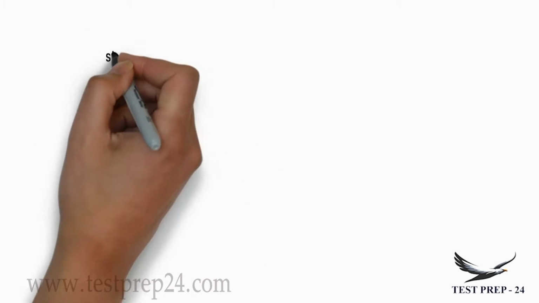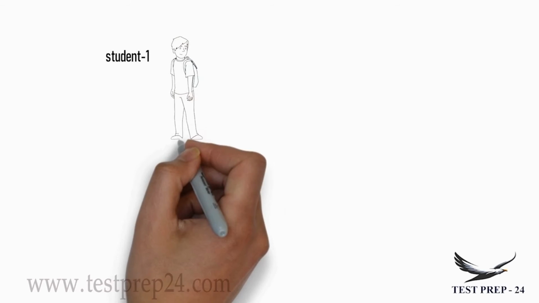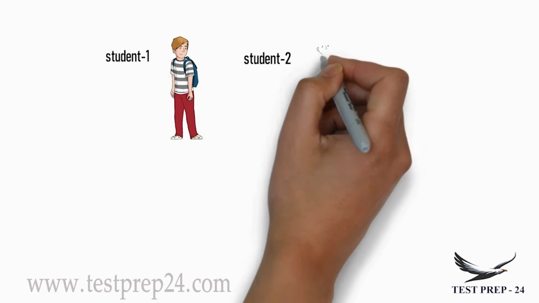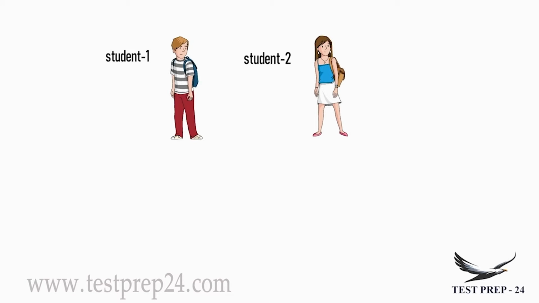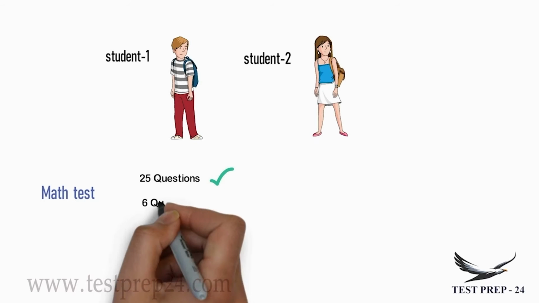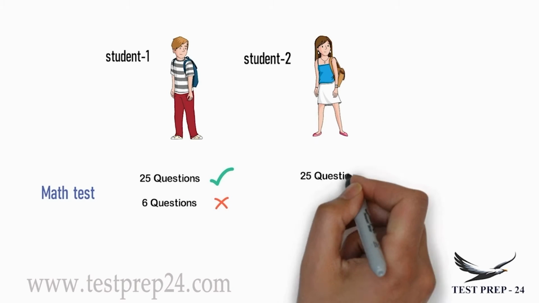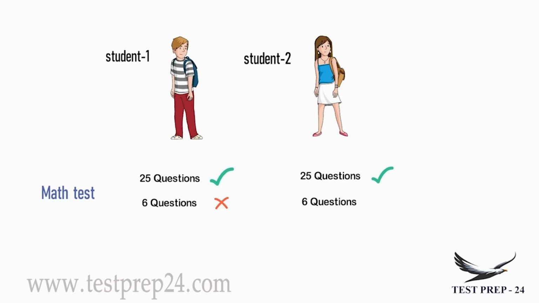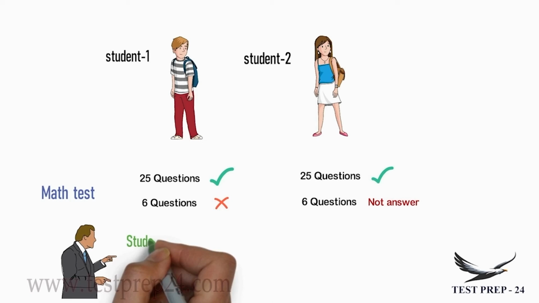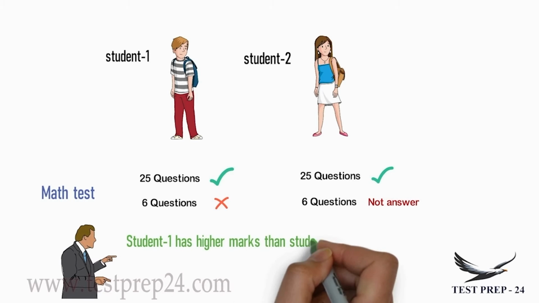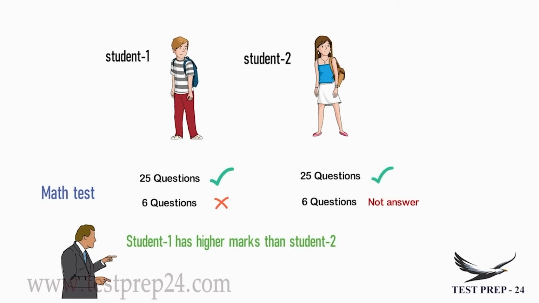Now, there are some important points which you should know before going for the test. Let's discuss a case here. There are two students. The first student has answered 25 questions correctly in the maths section and 6 questions wrong. The second student has answered 25 questions correctly and 6 questions are left unanswered. Who do you think is going to get better marks in this case? If you look at the score, student 1 is going to get a far better score than student 2.